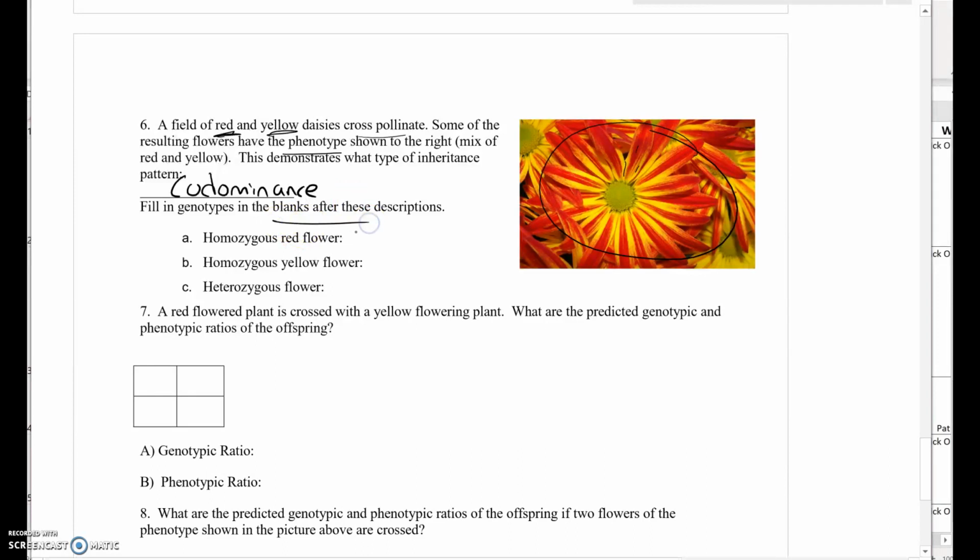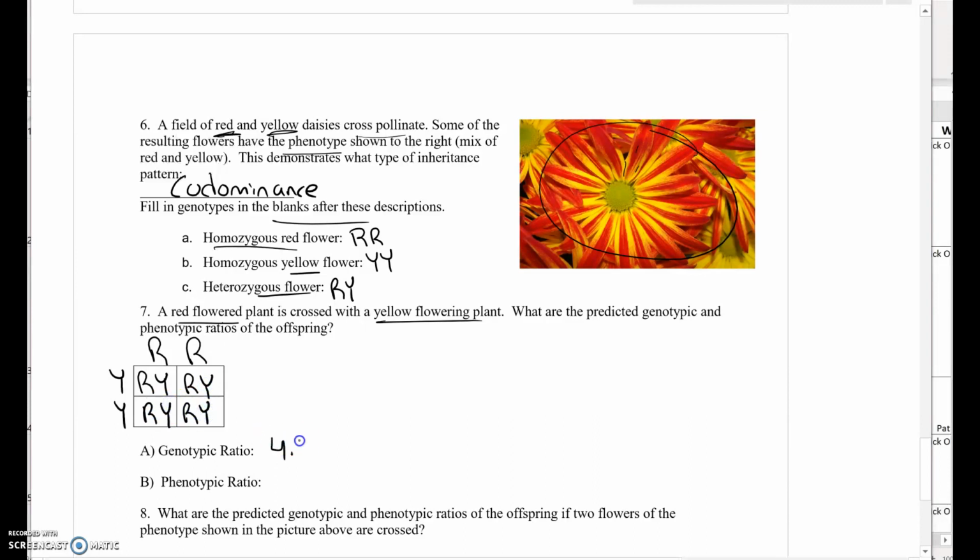And so a homozygous red flower, I'm going to pick R for red here, must have RR. Homozygous yellow flower, I'll pick Y for yellow. It's to be capital Y, capital Y. And the heterozygous ones, the ones like this picture on the right, would be RY. Now, if we crossed a red flower with a yellow flower, we have an RR crossed with a YY. All of the offspring would be RY.